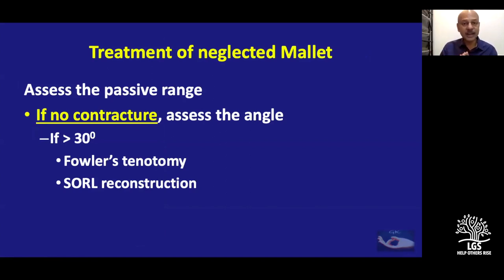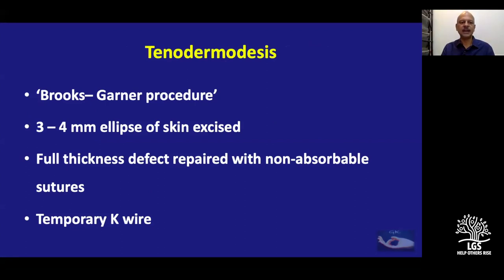We have already seen that the spiral oblique retinacular ligament is attached to the terminal tendon and to the fibrous flexor sheath. So it acts as something like a dynamic tenodesis because it is crossing two joints. So in this situation, we have to think of this also. There are two procedures if it is more than 30 degrees, which means it is a severe mallet deformity.